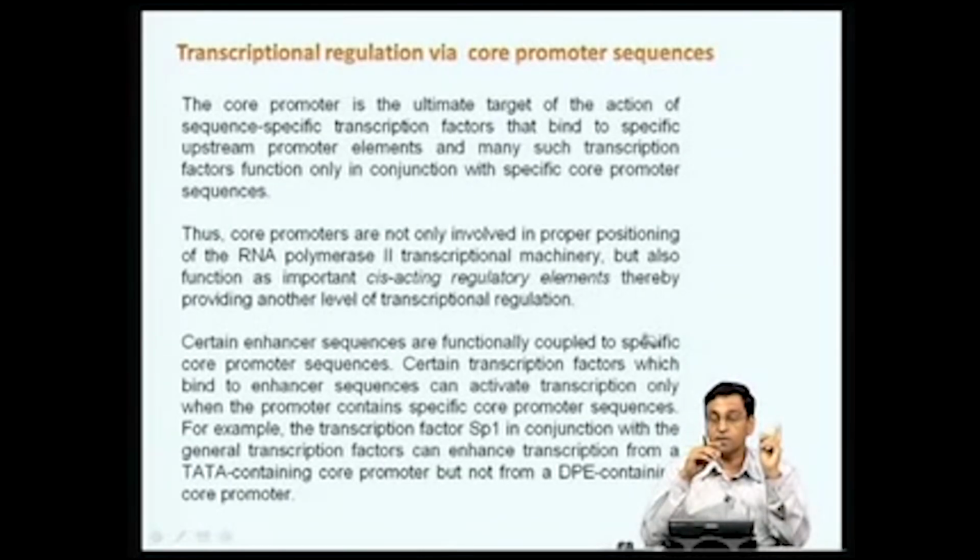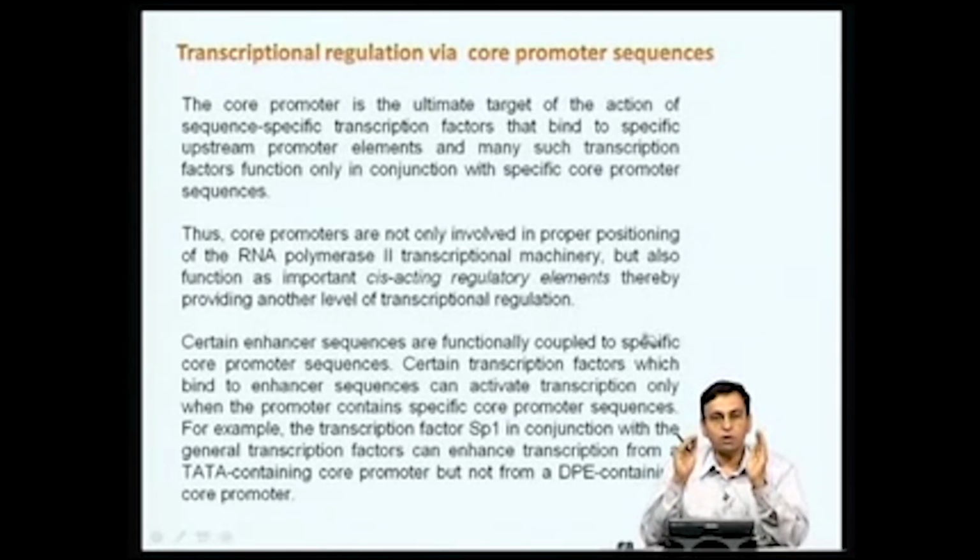Now, as I already told in my first class, variations in the -10 and -30 sequences in prokaryotes can also lead to what is called sigma factor switching, and can actually lead to differential gene regulation. That is what I told you in the last class. In the same way, variations in the core promoter sequences and variations in general transcription factors binding to it can also contribute to differential gene regulation.